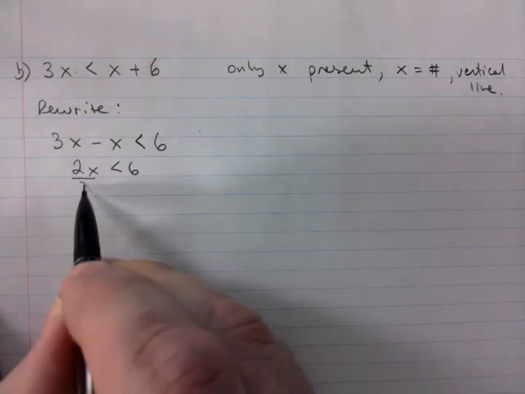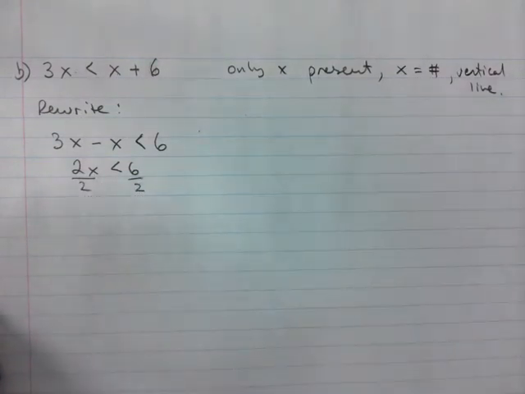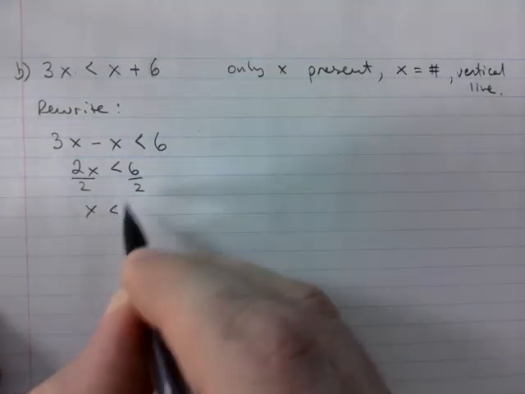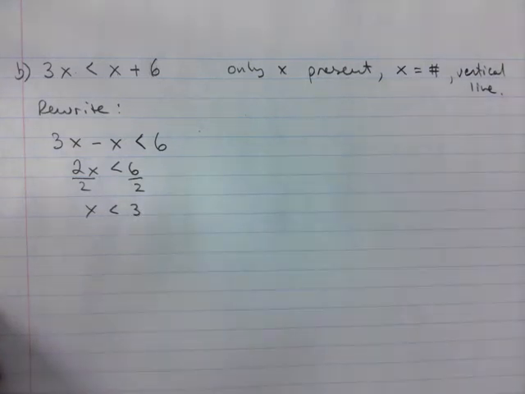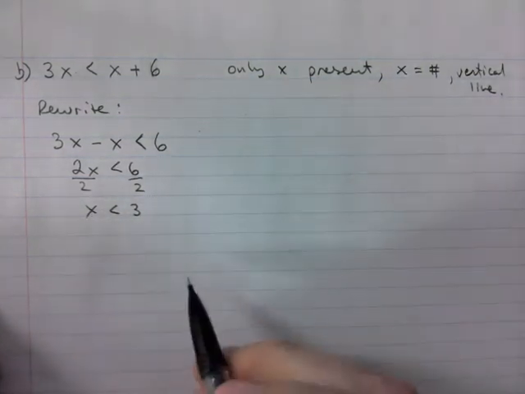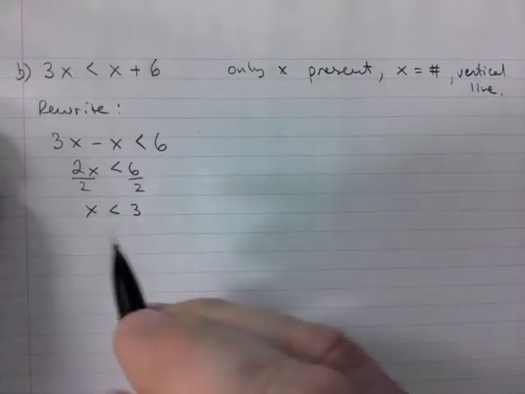And then you divide both by 2. Do I need to worry about flipping the sign? Nope, it's a positive. Don't worry about it. Okay. So x is less than, in this case, it's a perfectly round number, so it's 3. You're done. This is as easy as that.